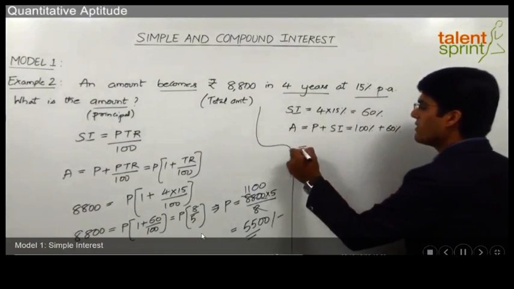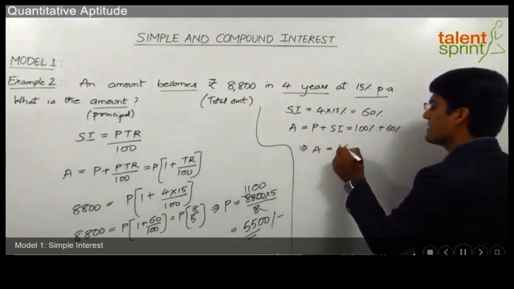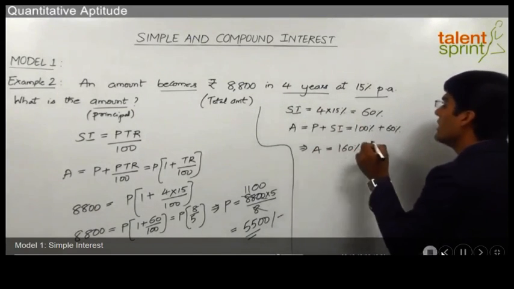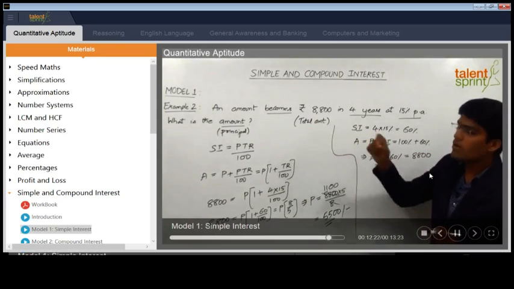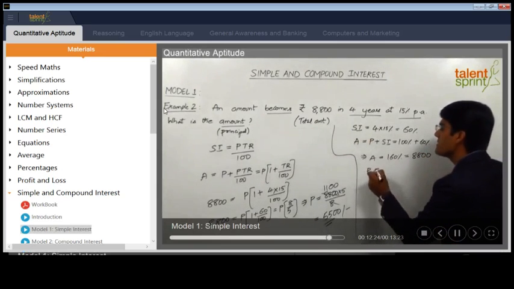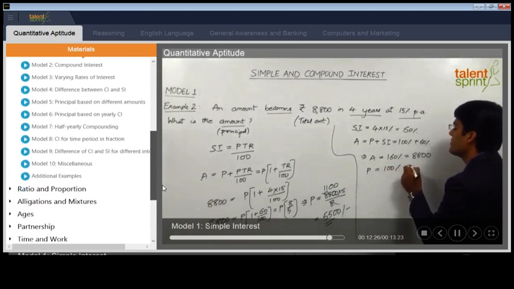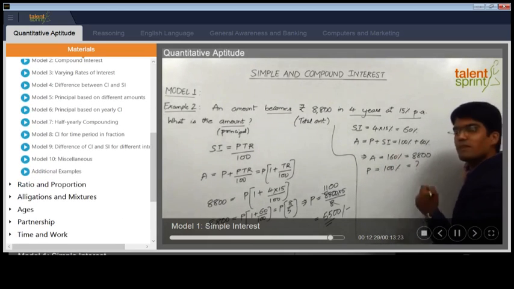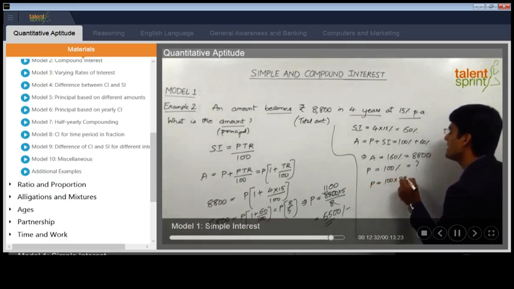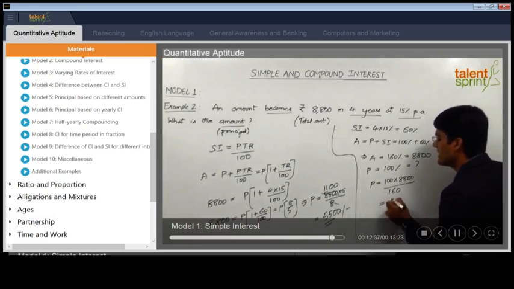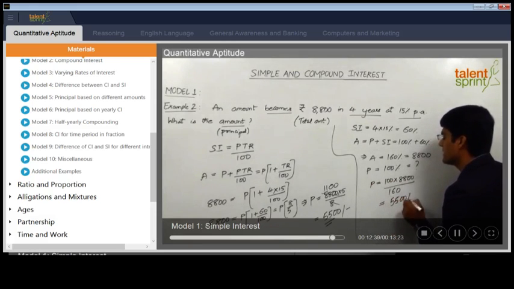So the total amount will be 100 plus 60, 160%, which is equivalent to 8,800 rupees. And we are supposed to find out what is the principal. We know that principal is 100%. That should be equal to what? So when we cross multiply, we get the required answer. So principal can be taken as 100 into 8,800 divided by 160. Upon simplification, we get the answer as 5,500 rupees.